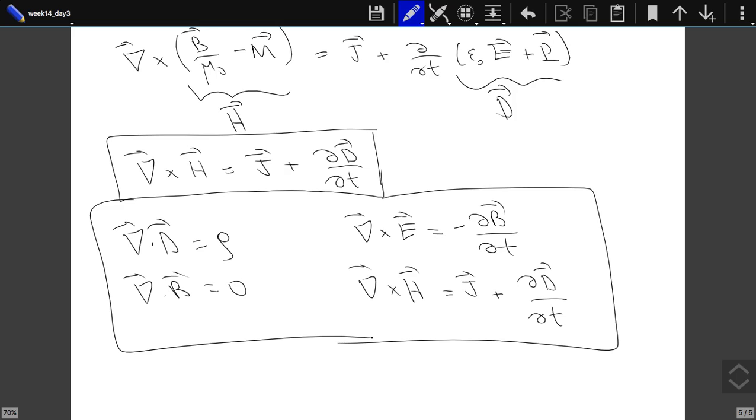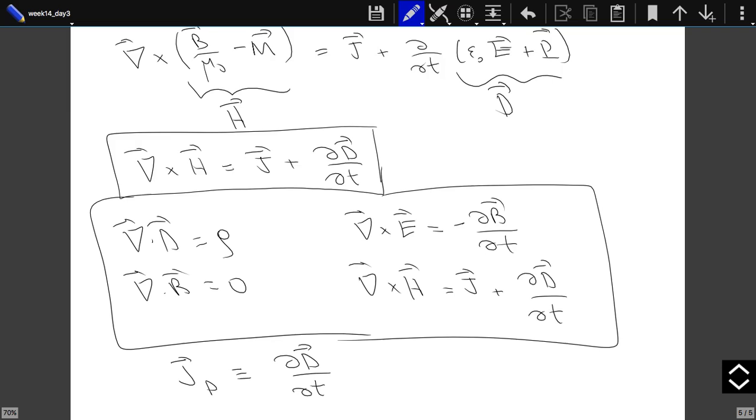You see, this is in fact where the name displacement current probably comes from. This displacement current is nothing but the derivative of the displacement field with respect to time. This is our displacement field, that is in matter. So that's kind of all we need to know about electromagnetic theory.